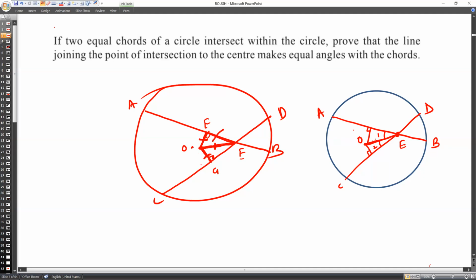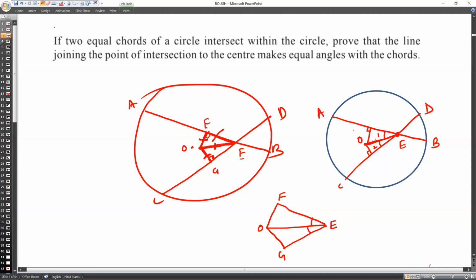Got it? Understood? You didn't get this one, so let me explain. I'm just making these two triangles. This is F, this is O, and this is G, and this is E here. We need to prove this angle is equal to this angle. How will you be able to prove this one?